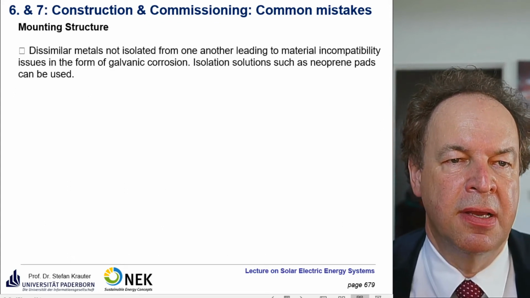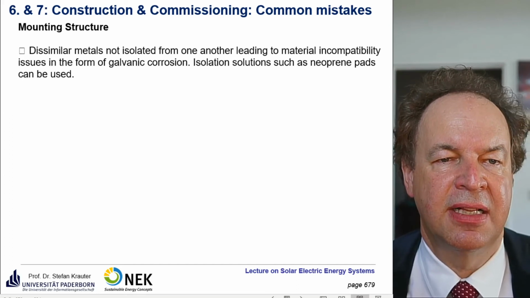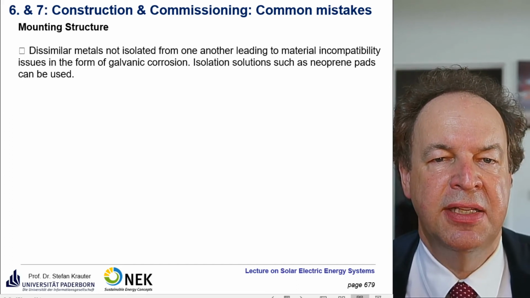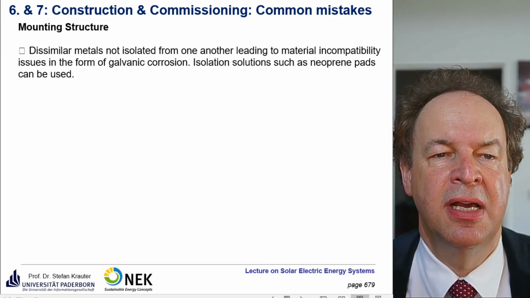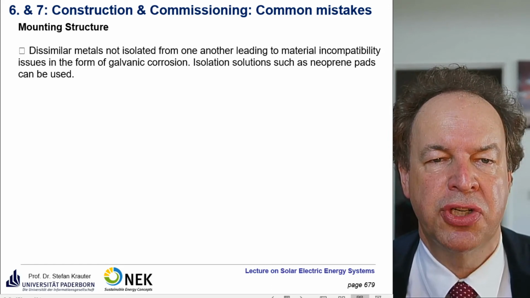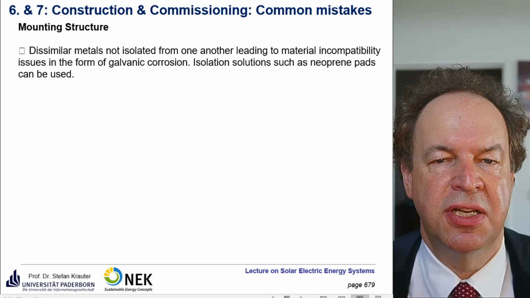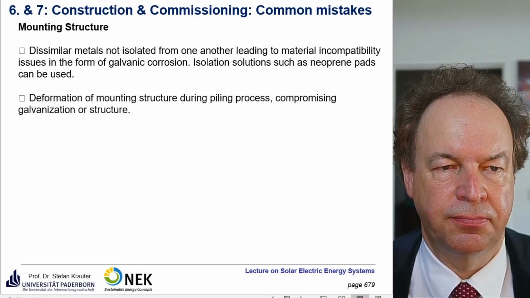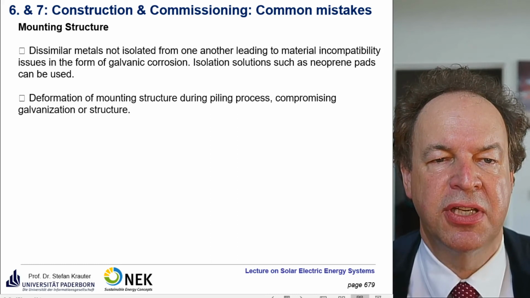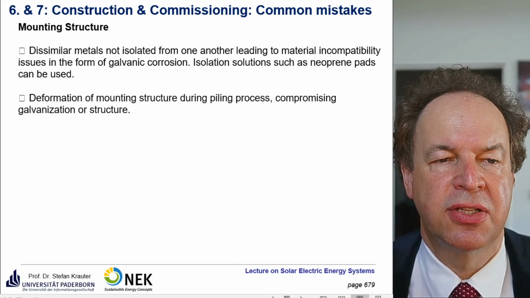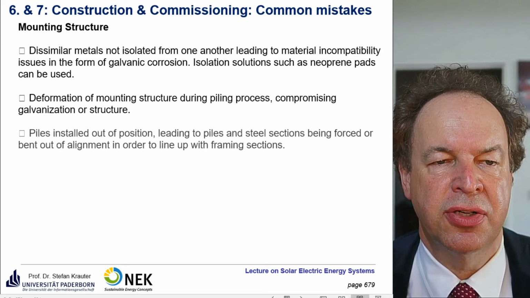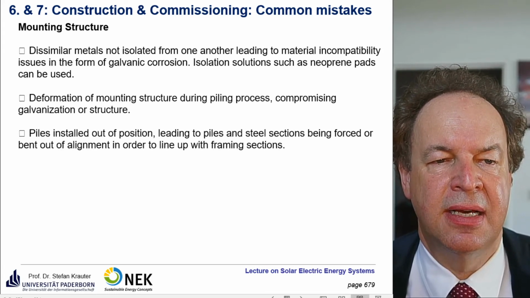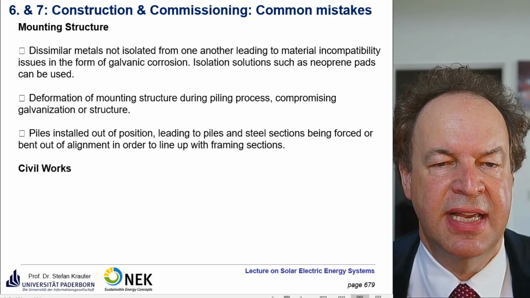Mounting structure. As I mentioned already, dissimilar metals are not insulated from each other, leading to material incompatibility issues in the form of galvanic corrosion. Isolation solutions such as neoprene pads can be used. Deformation of the mounting structure during the piling process, compromising galvanization or structure. Piles installed out of position, leading to piles and steel sections being forced or bent out of alignment in order to line up with framing sections.